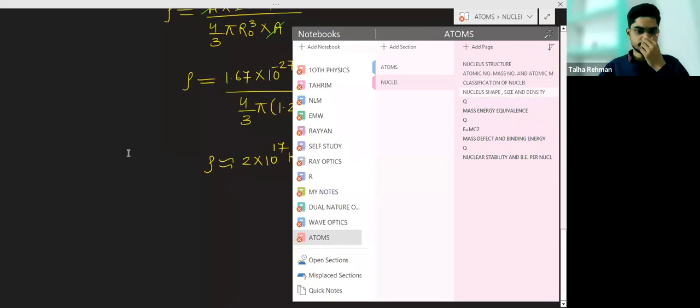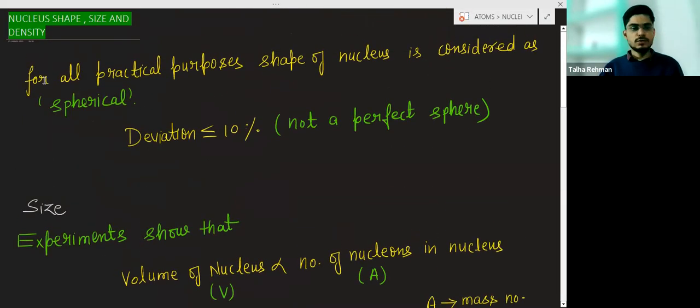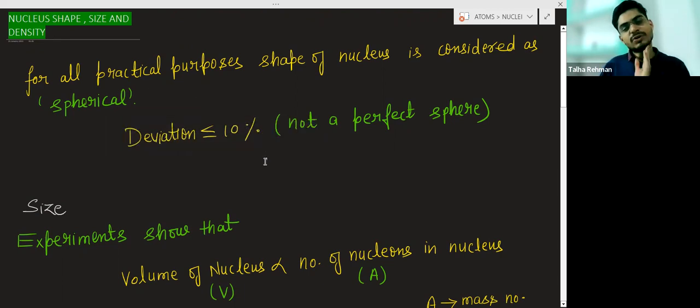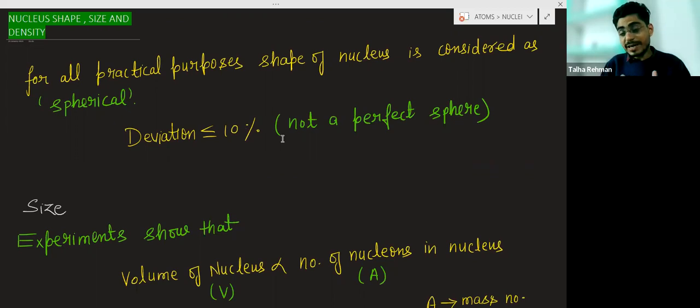So the next topic is this. First we will see what is the shape of the nucleus. The shape of the nucleus is a sphere for practical purposes, but there is a slight deviation, approximately less than or equal to 10%. In actual, the nucleus is not a perfect sphere, but for calculation purposes, we will take it as a sphere.